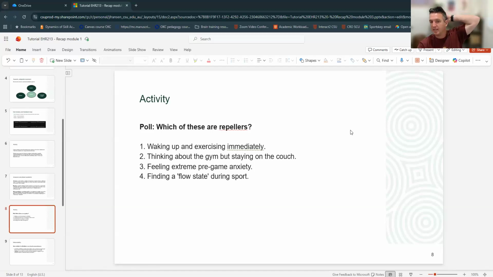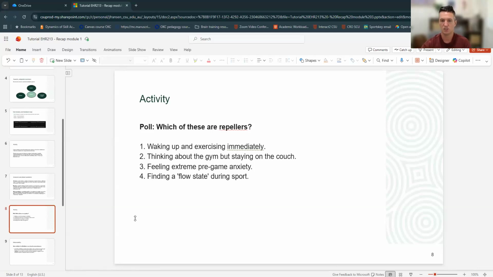Thanks, James. And I think that thinking about the gym but staying on the couch, if I would have just said staying on the couch or being inactive on your couch, that's probably an attractor. It's comfortable, right? It's something that we like doing, etc. But when you're thinking about the gym, but actually sitting on the couch, it demonstrates that it's a repeller. It's a behavior we want to get away from. Otherwise, we wouldn't be thinking about the gym, but staying on the couch. So very good. All of you got that right, or the entire class got that right.